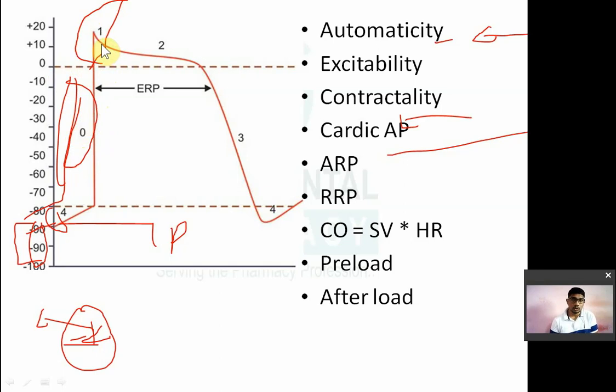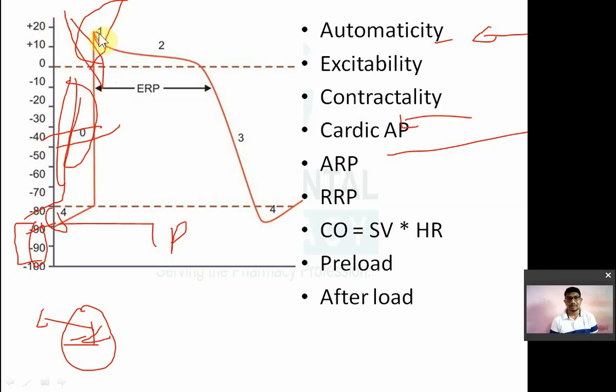Potassium ions will go from inside the cell to the outside, and chloride ions will also enter the cell. So that's why there is a little bit of this. Phase 0 is known as spontaneous depolarization, or rapid depolarization, and phase 1 is known as a quick repolarization.